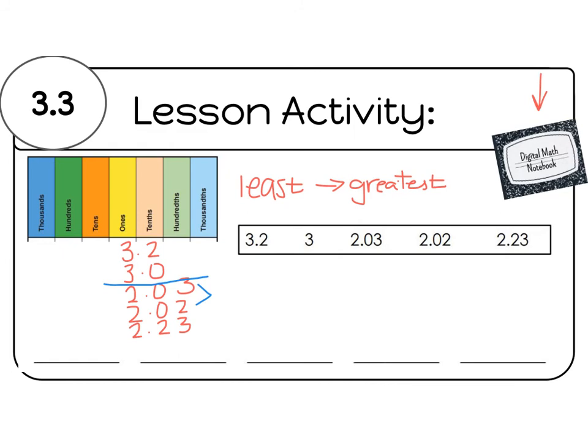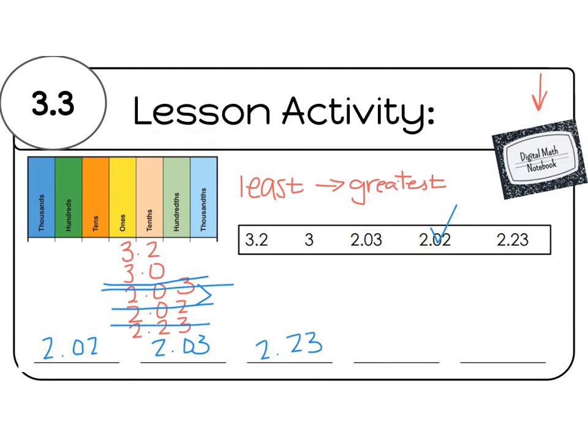I know that 2 is smaller than 3, so 2.02 is going to be our smallest number. I'll cross it off so we know we used it. Our next number right behind it is 2.03. That would be like $2.03. And our last number in the 2s is 2.23.